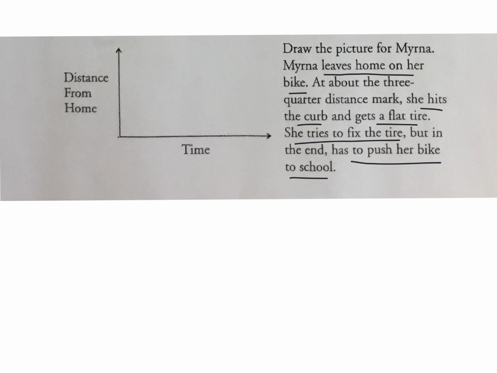She leaves her home on her bike, so this is the starting point at home. She's on her bike, so she's going fast or slow? Faster. Okay. And then she gets a flat tire, so she stopped. She tries to fix the tire, so she stopped for a bit, like that. Then she has to push her bike to school, so she's going slower, like we already discussed. So my line is going to be less steep than this one. So something like that. Raise your hand if your graph looks something like that. Steep, horizontal, less steep.